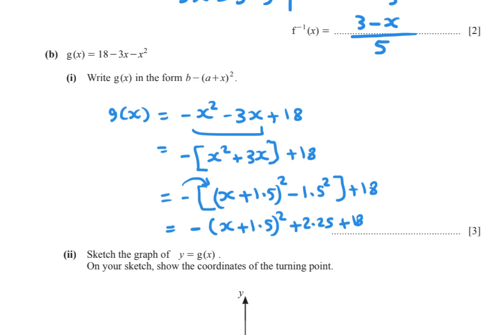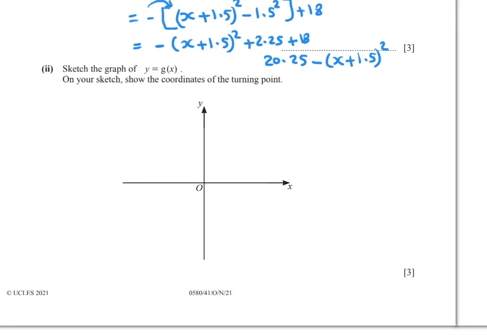So the last step, 18 plus 2.25 is 20.25, so 20.25 minus (x plus 1.5) all squared. Part (ii): sketch the graph of y equals g(x). On your sketch, show the coordinates of the turning point. The turning point from the vertex form is: change the inner, so negative 1.5, and keep the outer, so 20.25.